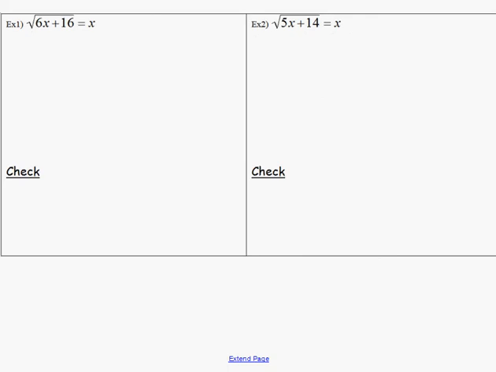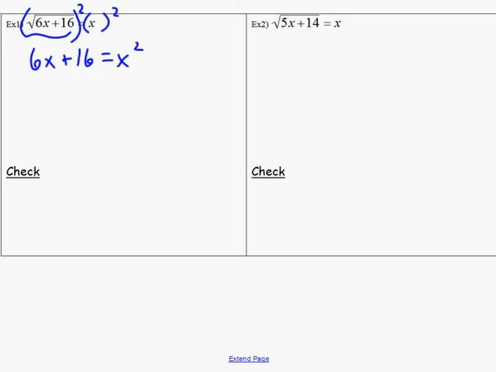So the first steps for solving this will always be the same. You have to isolate the radical sign before you can do anything. So here, the radical sign is already isolated. There's nothing else we can move to the other side of the equation that's not underneath the square root sign. So we're going to start this equation off by getting rid of the radical sign. So we're going to square both sides, and we're going to end up with 6x plus 16 is equal to x squared.